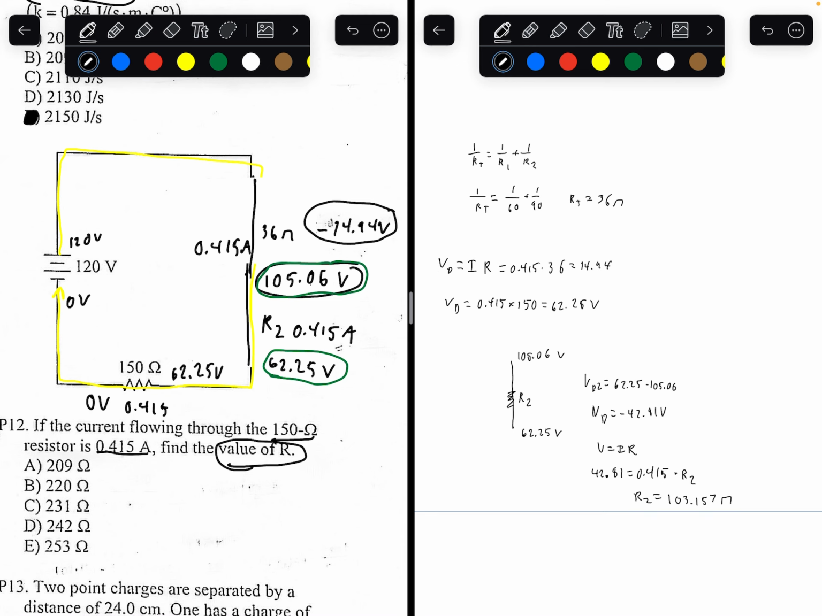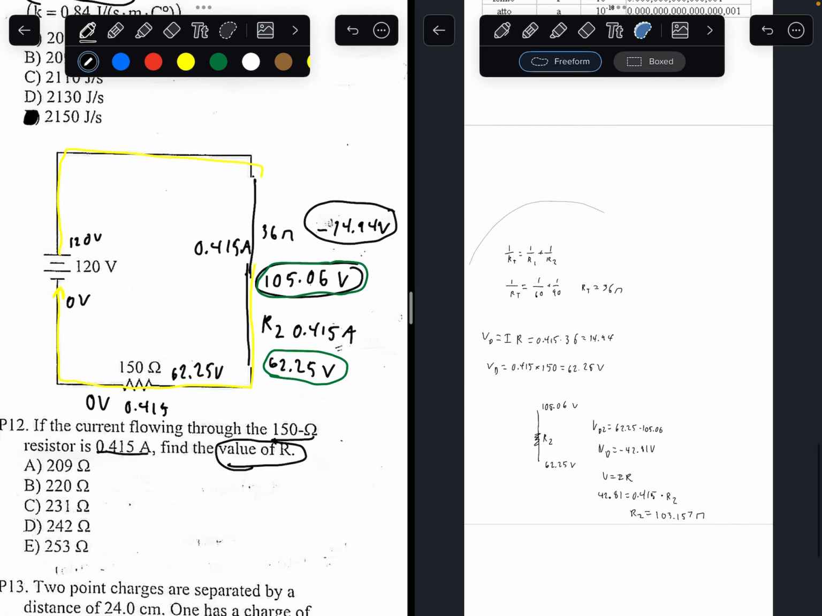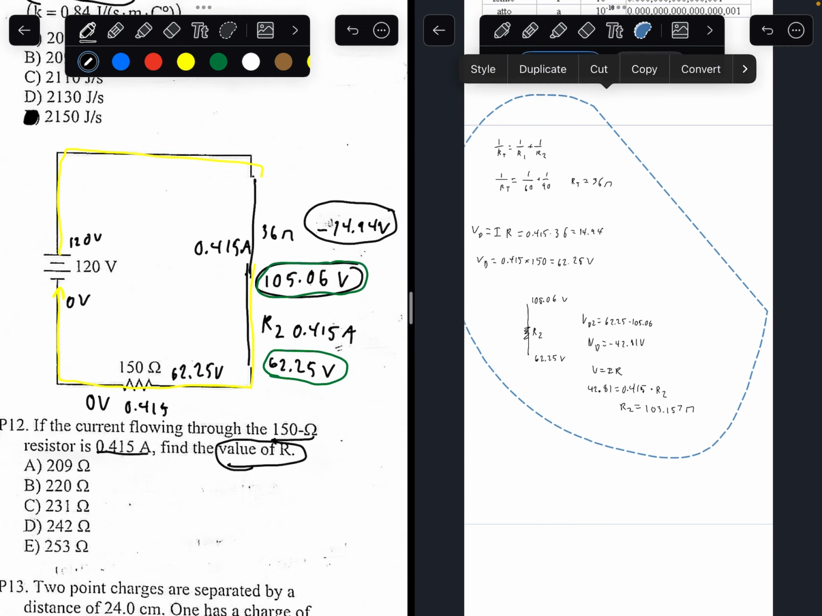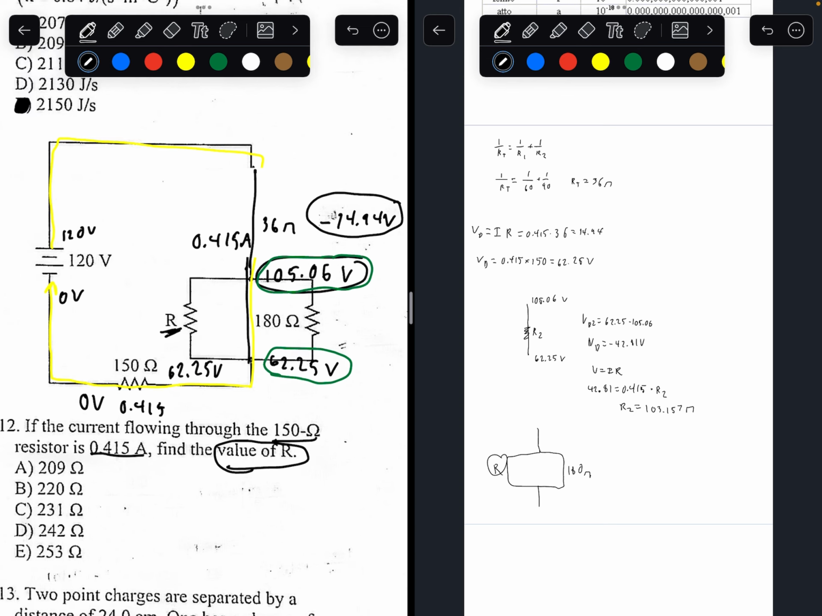So if that's a total resistance, what was the resistance for the resistor we wanted to find in the beginning? If we reveal the resistor, the parallel circuit, you would get R on one side and 180 ohms on the other side. You want to find R. That's the end goal, is to find R.